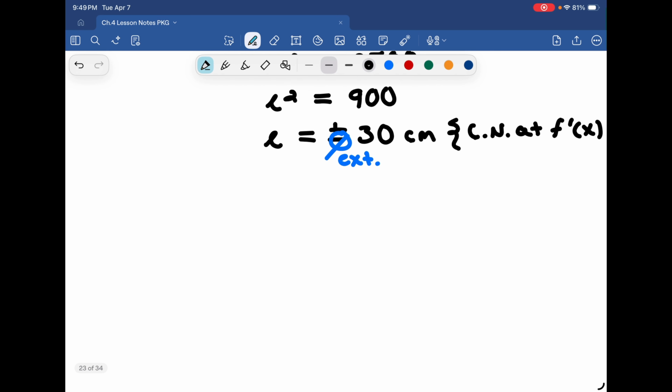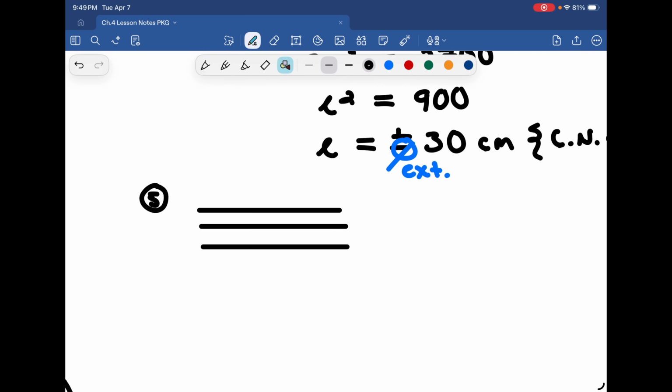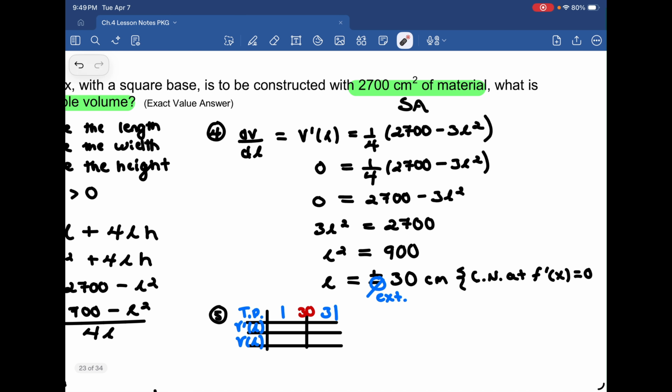This is going to be for step number 5. I'm going to scroll down here, and in step number 5, we put together our short table that we've done before. We put together our two column lines, and we put in our 30 here. I'm just going to use simple numbers, 1 and 31, for the test points. My derivative is going to be V prime of L and V of L. Great. Now we want to plug it into that first derivative. So if I plug 1 into this first derivative, I'm going to end up getting a positive number.